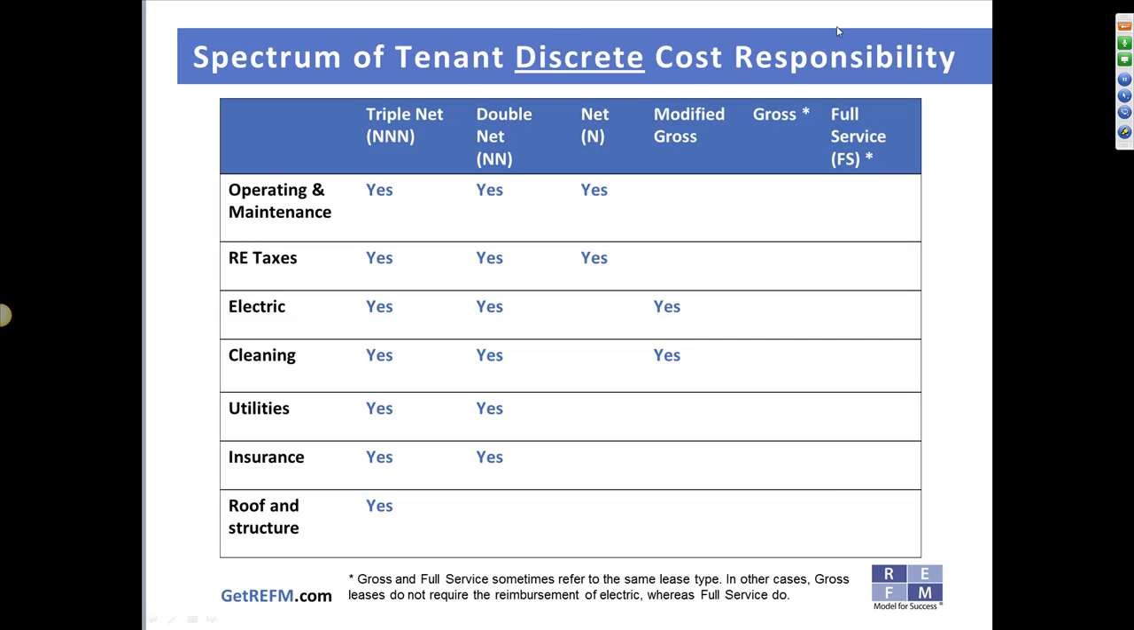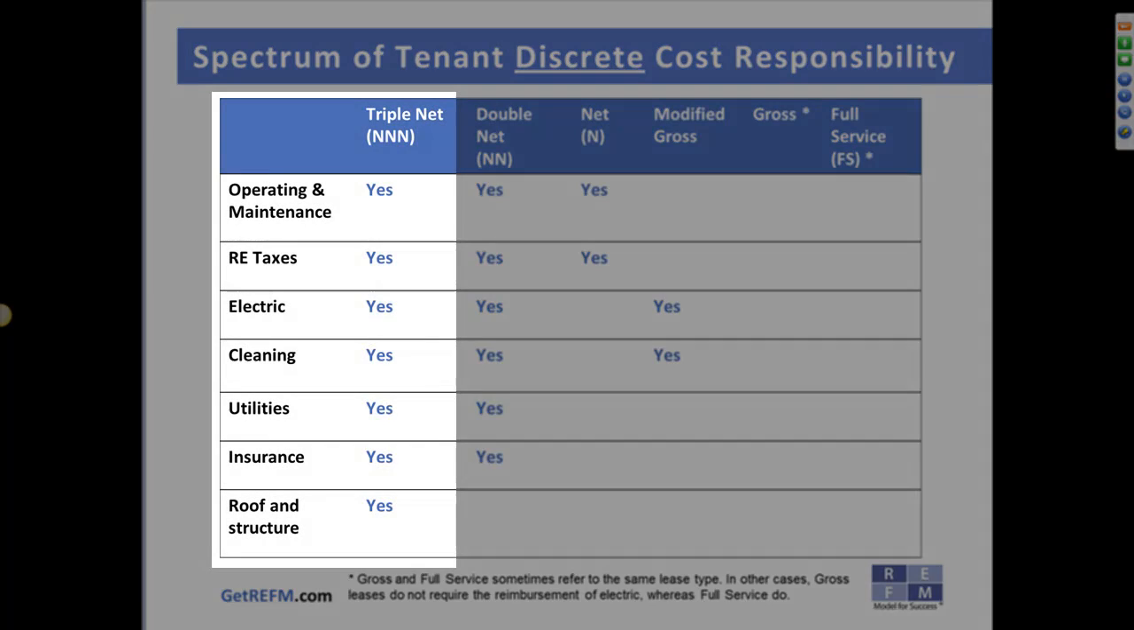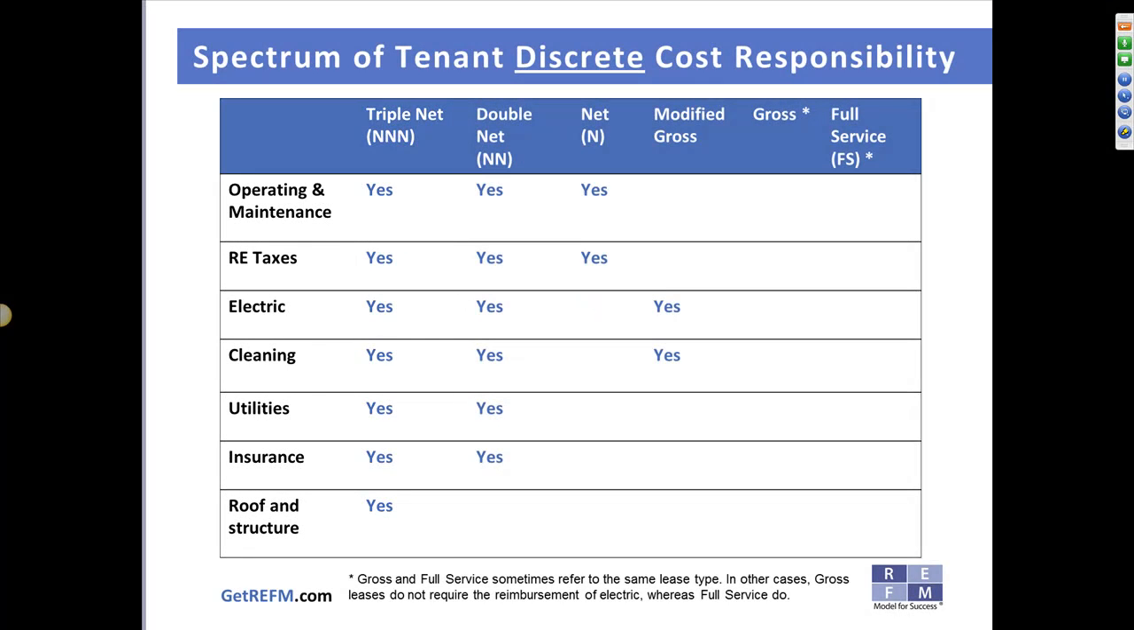So if we start over at the left-hand side here with a triple net lease or NNN, we see that basically the tenant here has this discrete, explicit responsibility for all of these costs. And so typically a triple net lease will be in a retail context, and especially if it's a single tenant building, such as a standalone physical property like a Walgreens or CVS. And so basically, this is as simple as being a landlord can be, where basically you sign a lease with the tenant, and the tenant is going to be billed directly by the jurisdiction for taxes, by the utilities for electric, and will even take care of costs related to the roof and the structure itself.